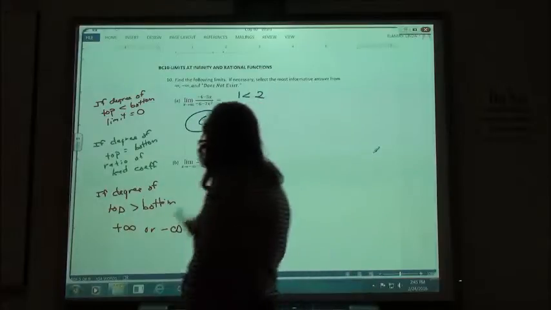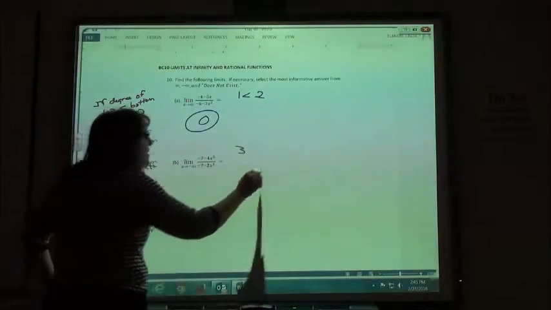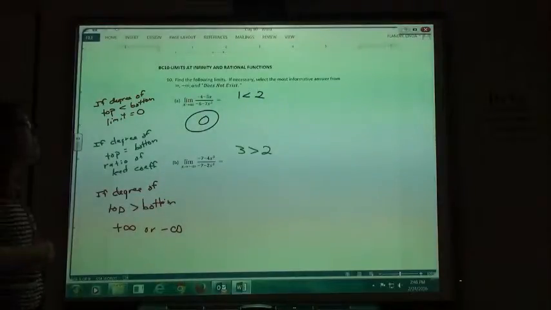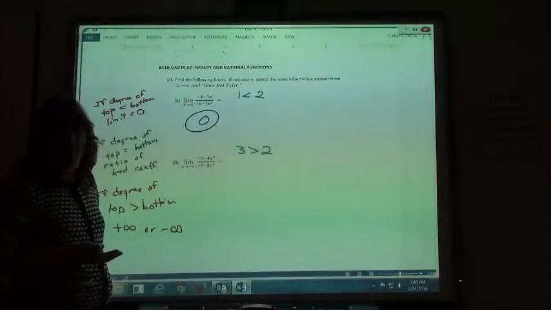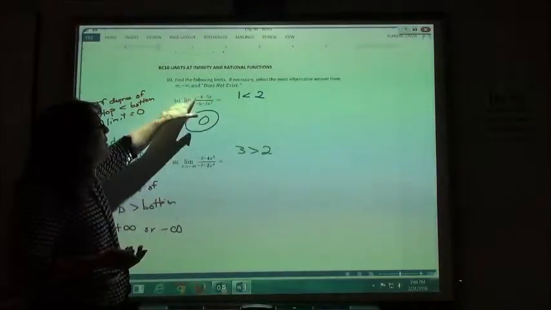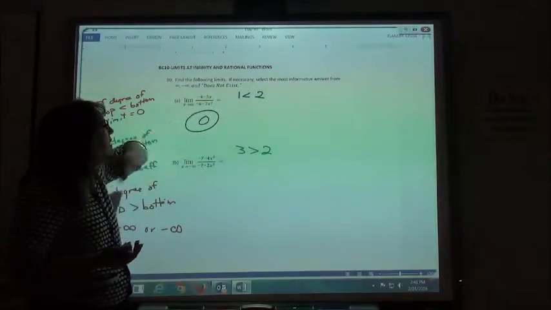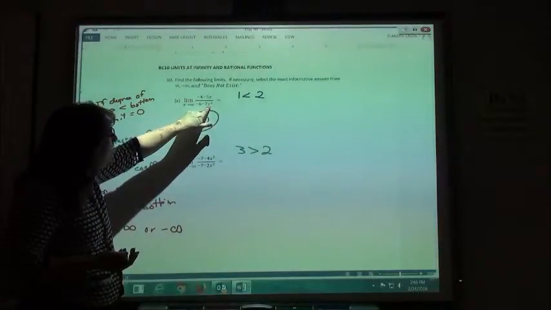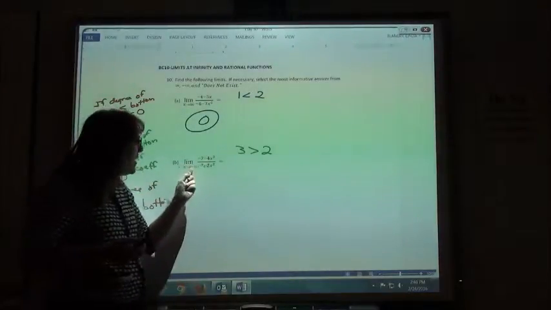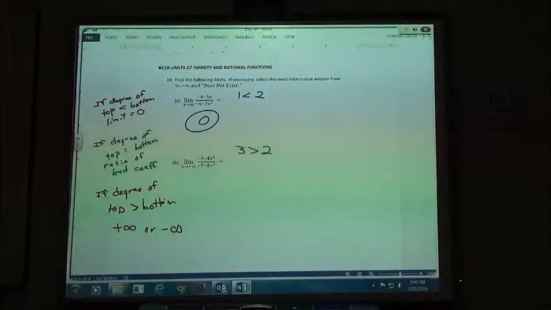If we look at part B, the degree of the top is 3. The degree of the bottom is 2. So the degree of the top is greater than the degree of the bottom. By the way, they're assuming you remember how to find the degree of your polynomial. The degree is the degree of the highest term. So a constant term has a degree of 0. This has a degree of 1, so it's a linear one. Here my highest exponent is a 2, so it has a degree of 2. Here my highest exponent is 3. Here it's a 2. 3 is greater than 2. So it tells me the degree of the top is greater than the degree of the bottom.